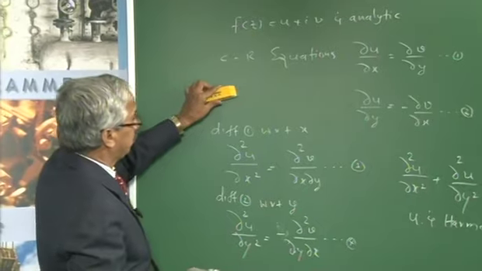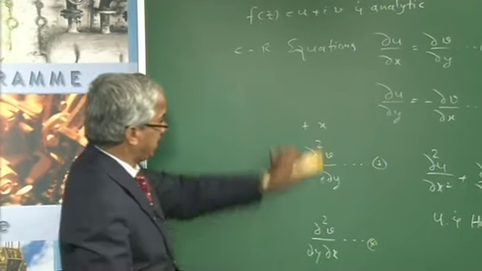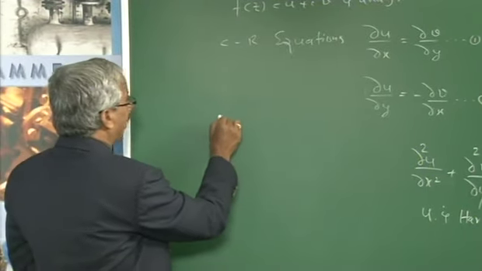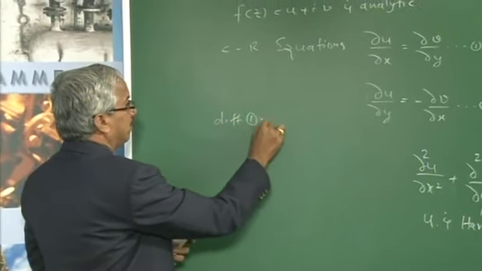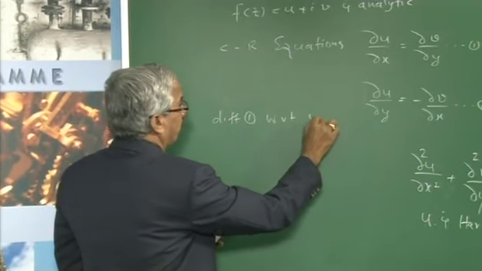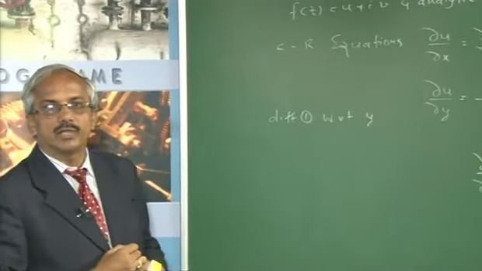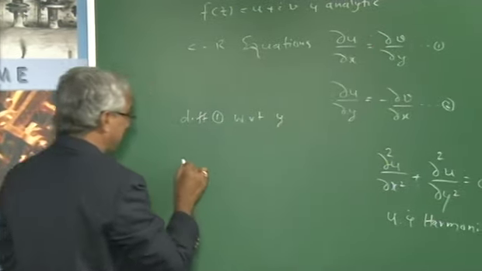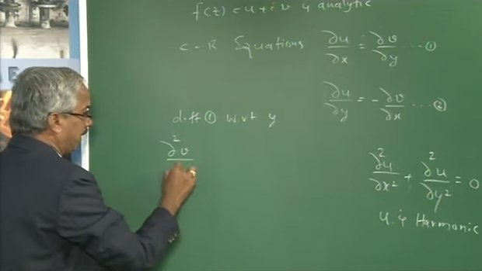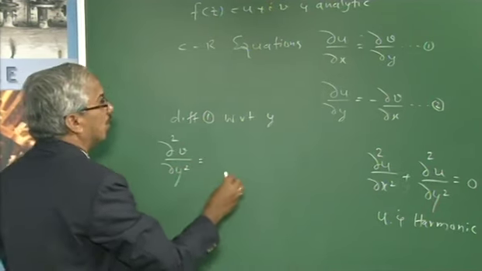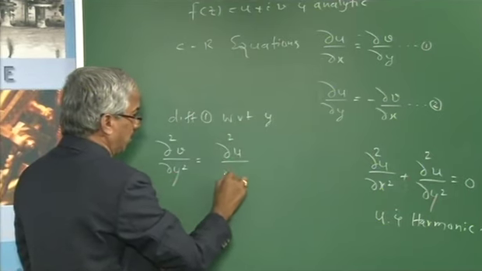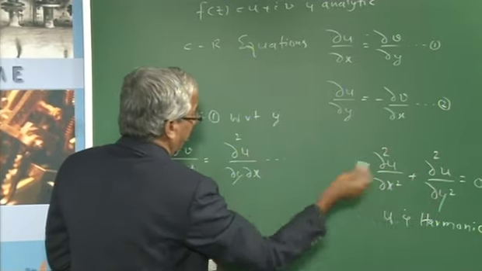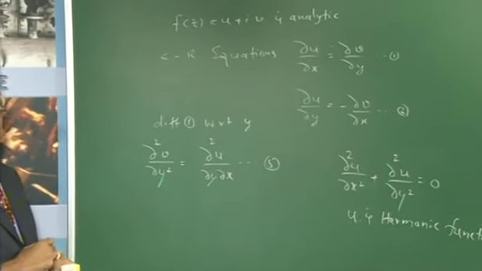Then similarly, to show that v is a harmonic function satisfying the two-dimensional Laplace equation, differentiate 1 with respect to y. Therefore, I can take this first and then this next. That gives ∂²v/∂y² = ∂²u/∂y∂x. I call this 5.